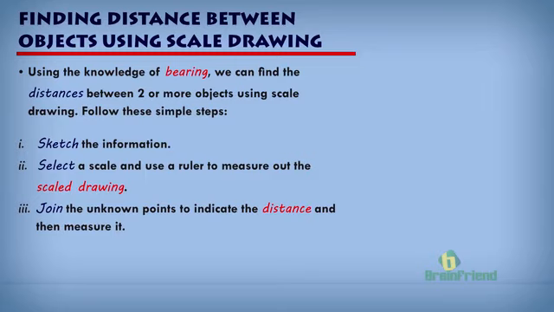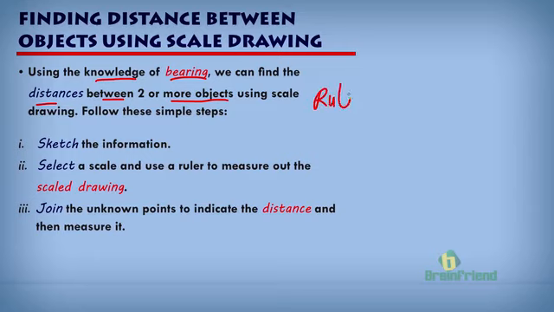Now you can use the knowledge of bearing that we've learned so far to find distances between two or more objects. Before now, all we've learned about is to find the location or the direction of objects relative to one another. But then you can find the distances between them, not just the points where they are, not just to locate them, but to actually find the distance between them. To do that, using scale drawings, we'll be making use of our rulers.